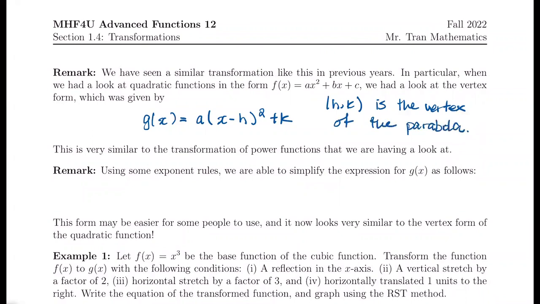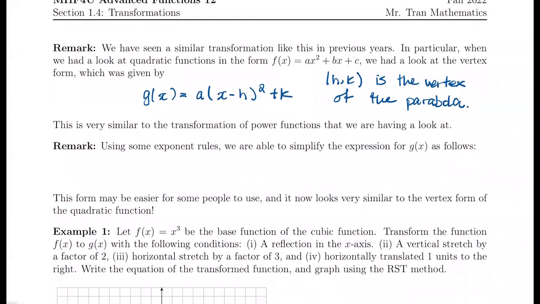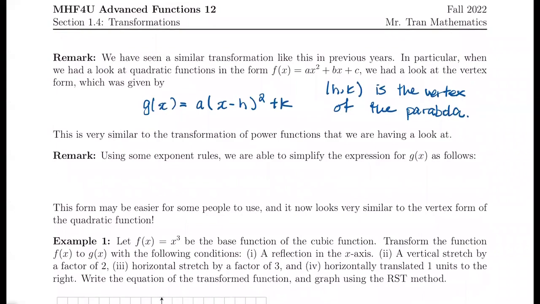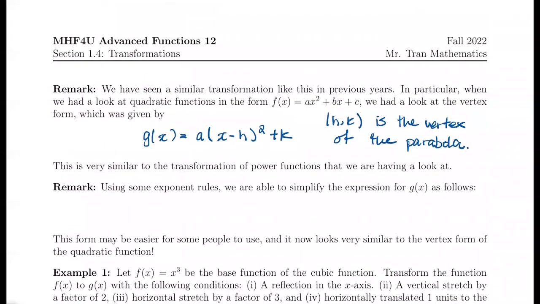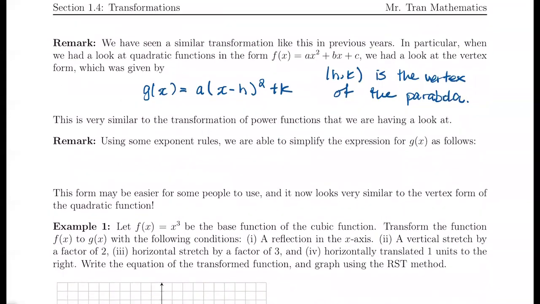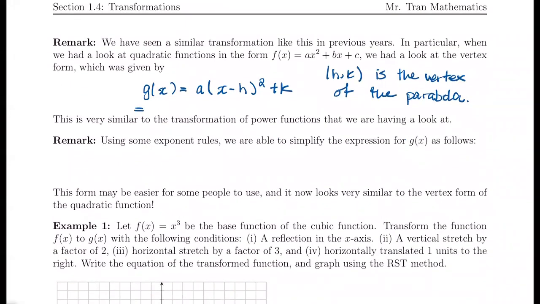But if we have a look at the power functions carefully, using our exponent rules, g of x can also be written as something similar. So if we say that g of x is going to be a times (x minus d) to the n plus k, we sort of have like this center point, or like the vertex, for example, which is basically the general case for a power function.